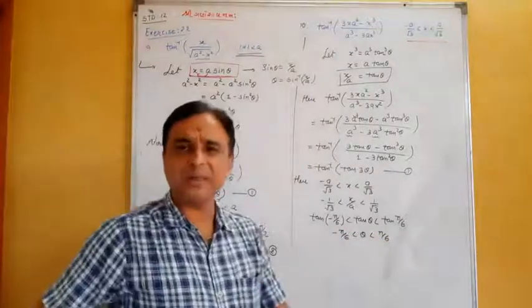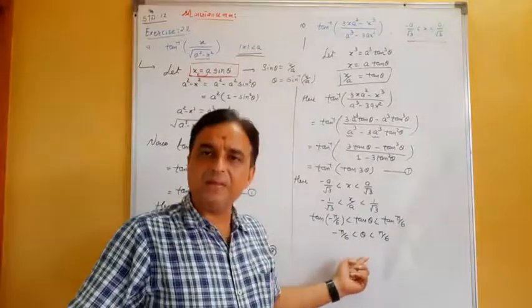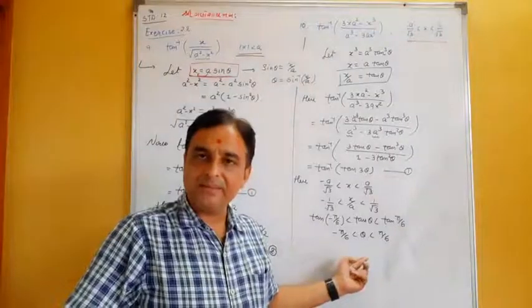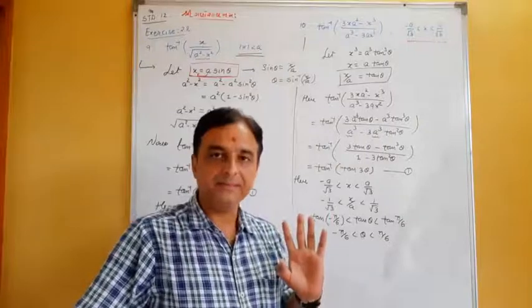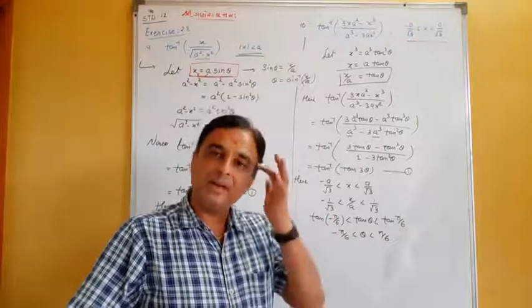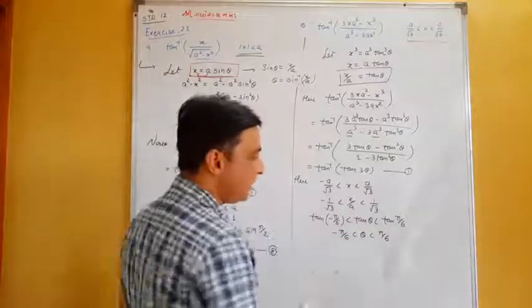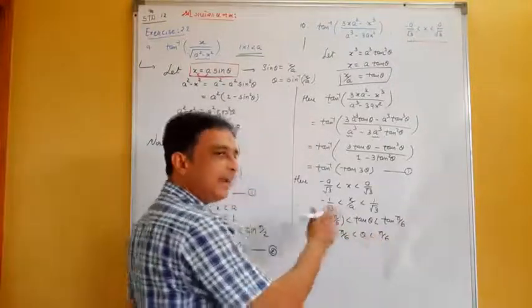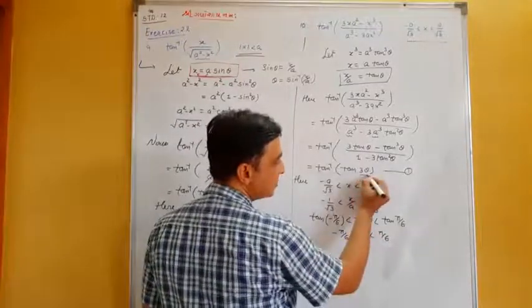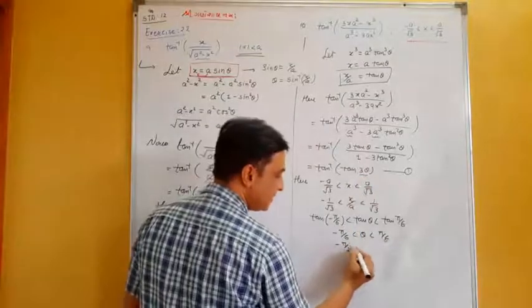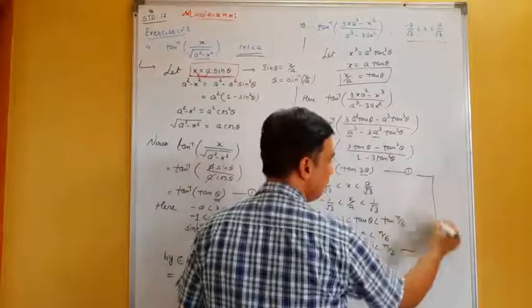Just remember that for sine and tan, there is no change in the inequality. Cos has a reverse inequality. Cos is a decreasing function in the first and second quadrant. So cos has a reverse inequality, tan and sine have the same inequality. Now multiply with 3, so we get 3 theta: minus pi by 2 less than 3 theta less than pi by 2. Say it is 2, by 1 and 2.